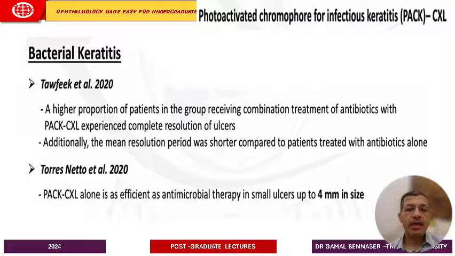Frankly speaking, I should tell you that there are also some other studies showing that there is no improvement or no benefit from the use of CXL in the management of microbial keratitis. And the subject is still under great debate, and investigation is still going on, and there is a big multicentric randomized controlled trial conducted to solve this issue and to answer all the questions and queries about the usefulness of CXL using photoactivated chromophores in the management of microbial keratitis.